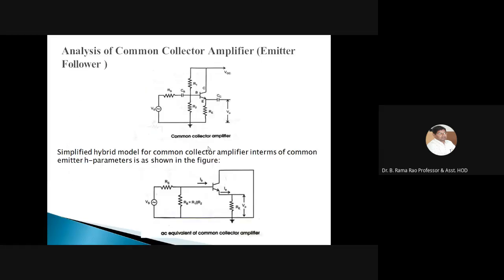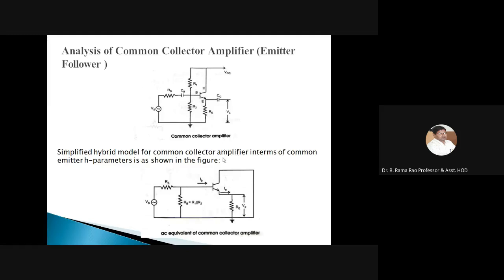Now the analysis of the CC amplifier with emitter resistance. This is simply called the emitter follower. Why is it called the emitter follower? Because we obtain the output voltage across the emitter terminal. We give the input between the base and collector, and measure the output between the emitter and collector. Here the collector is the common terminal.